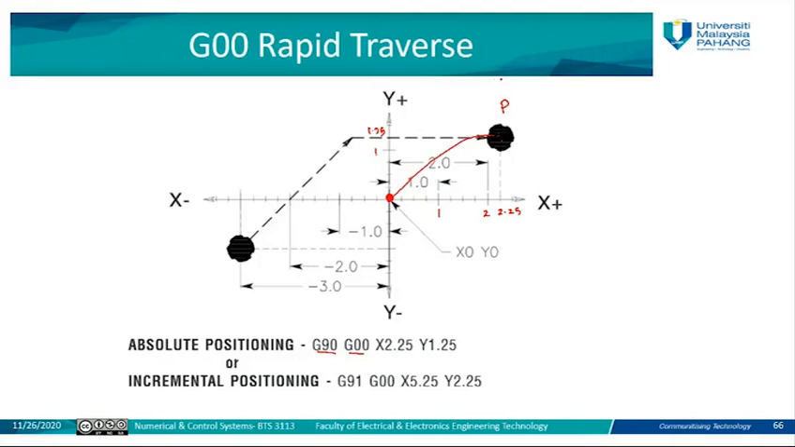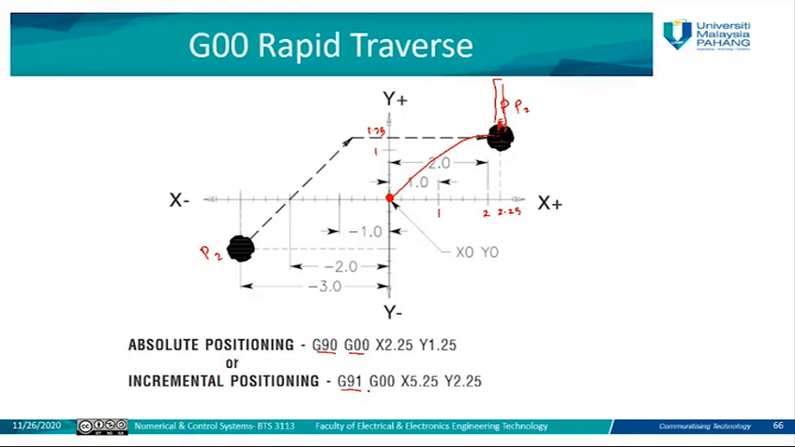When the spindle is placed at this point, then I decide to move it to point number 2, which is here. But this time I want to move it using the incremental coordinates, not the absolute. If I use the absolute, I need to change the coordinates for this code. But now I enter another line of code or block. We call it G91.